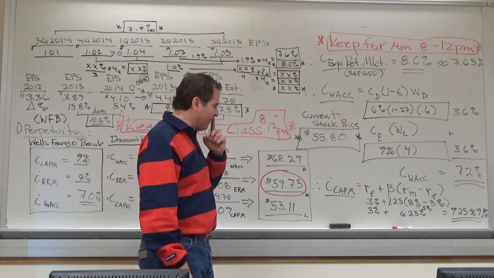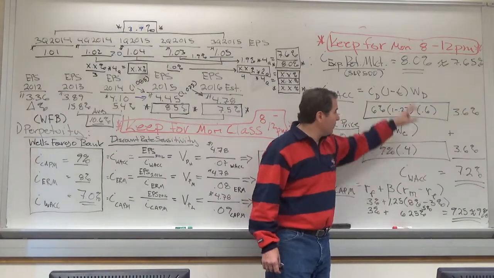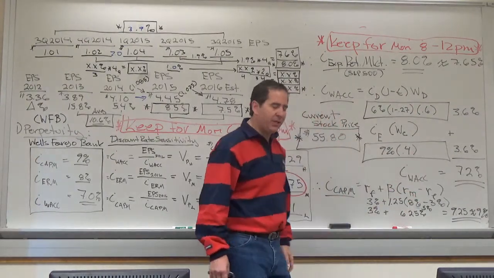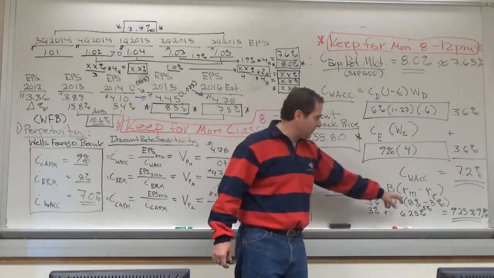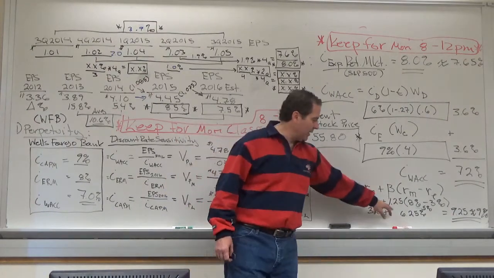So now that we have the risk-free rate and we have the expected return on the market, we can calculate the market risk premium, which is the return on the market minus the risk-free rate, which turns out to be 5%. So the next step is to come up with the beta.